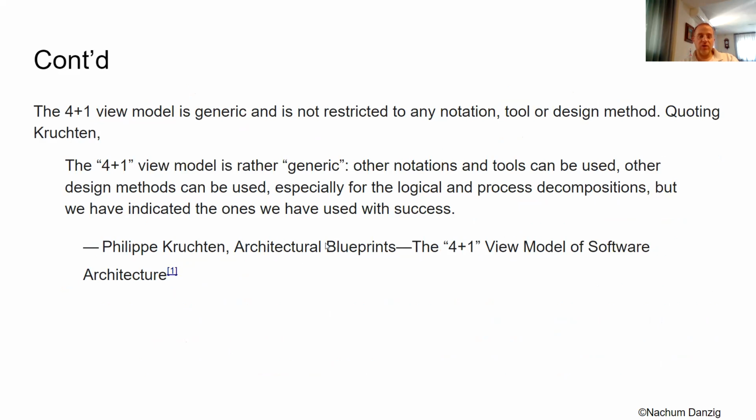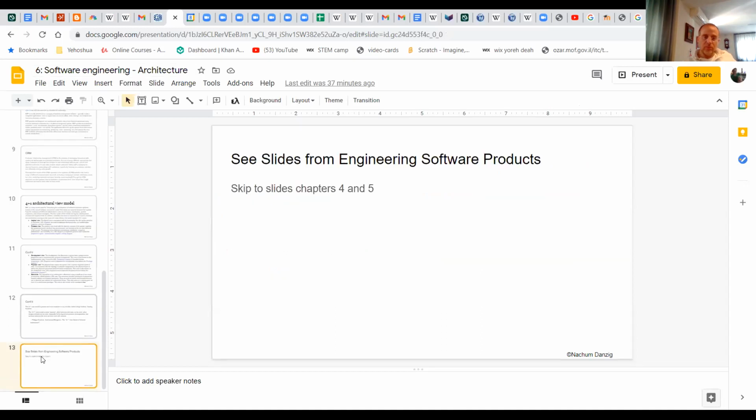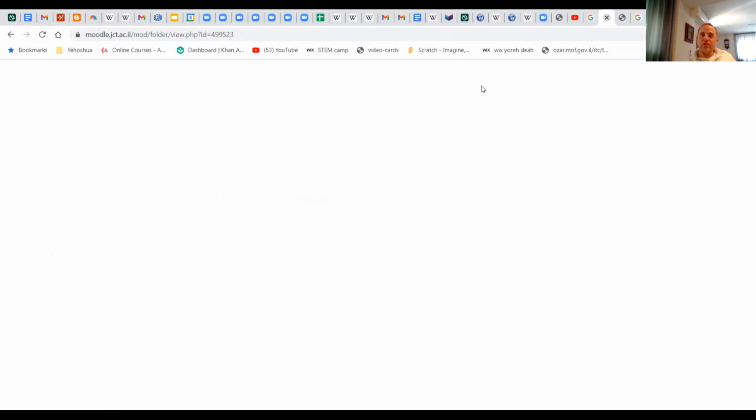This is a book, Architectural Blueprints: The 4+1 View Model of Software Architecture. So you see, I'm really trying to say something that's a whole book in a few words. See slides from Engineering Software Products. Skip to slides chapter 4 and 5. That's my note to myself.